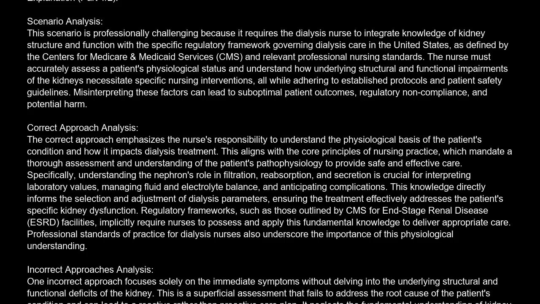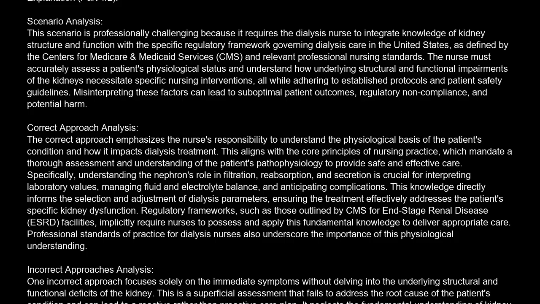Correct approach analysis. The correct approach emphasizes the nurse's responsibility to understand the physiological basis of the patient's condition and how it impacts dialysis treatment. This aligns with the core principles of nursing practice, which mandate a thorough assessment and understanding of the patient's pathophysiology to provide safe and effective care. Specifically, understanding the nephron's role in filtration, reabsorption, and secretion is crucial for interpreting laboratory values, managing fluid and electrolyte balance, and anticipating complications. This knowledge directly informs the selection and adjustment of dialysis parameters, ensuring the treatment effectively addresses the patient's specific kidney dysfunction.